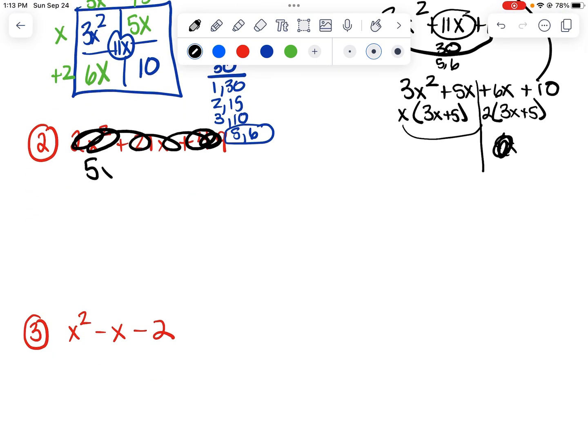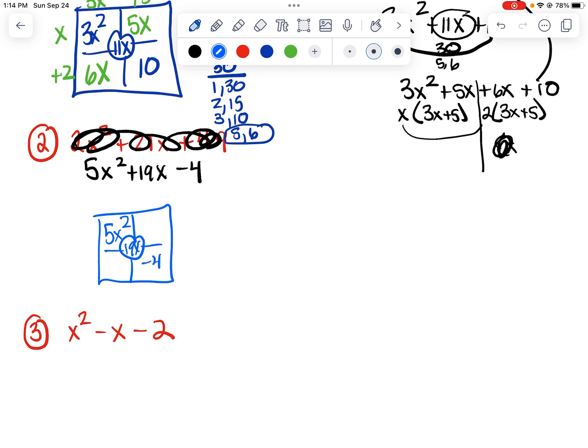Let's try 5x squared plus 19x minus 4. And we'll look at the same two methods again. So again, we make our box and our circle: 5x squared, 19x, and negative 4. We multiply a times c, so 5 times negative 4 is negative 20. The factors of 20 could be 1 and 20, 2 and 10, 4 and 5. Again, I want what adds to 19. Well, that would be 20 and negative 1.